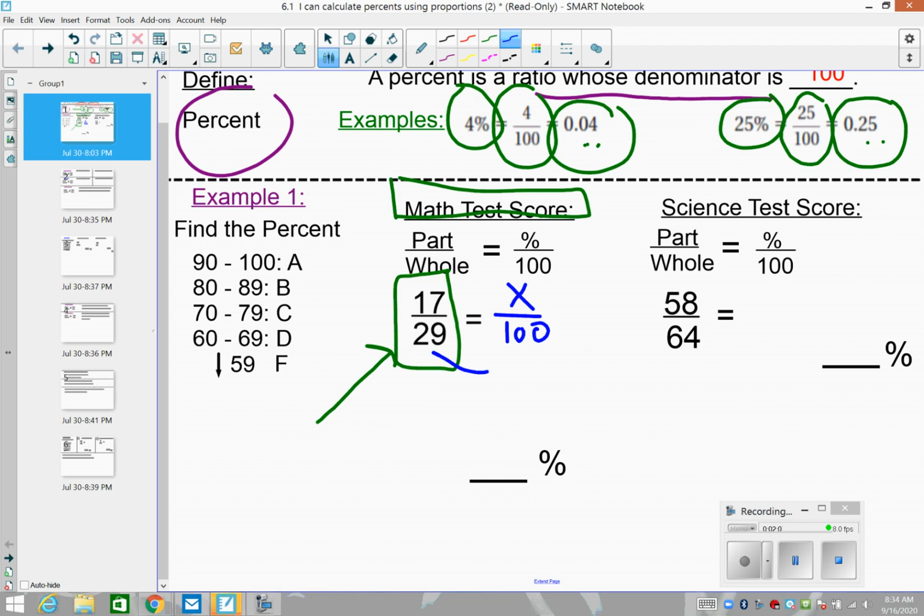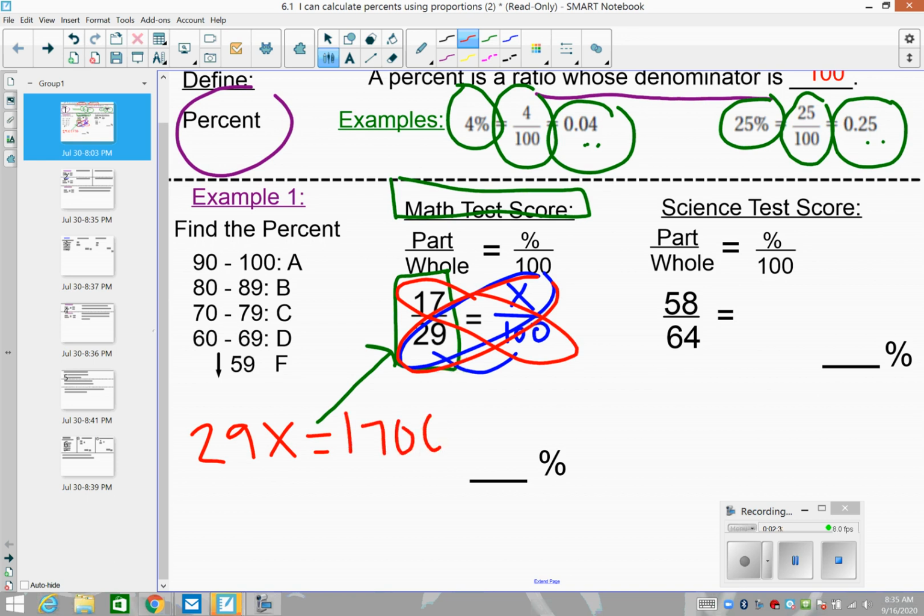Now, if we look at our denominators here, there's not an easy way to make that transition. 29 is a prime number, though it's less about it being a prime number, but it doesn't have a nice factor that we can get into 100. So then the way to get out of that is we would take cross products. So we would multiply 29 times x. We're trying to find the value of x there. 17 out of 100, or 1700 rather. As we solve then, we're going to isolate the variable x. We're going to use division as the operation.